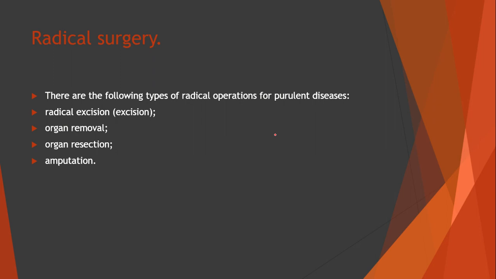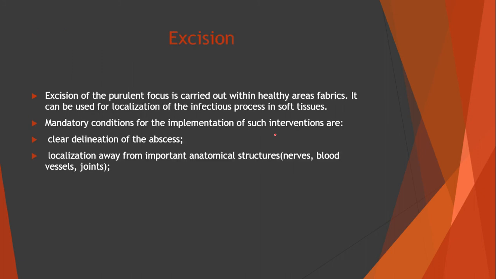Radical surgery. There are the following types of radical operations for purulent diseases: radical excision, organ removal, organ resection, and amputation. Excision of the purulent focus is carried out within healthy tissues. It can be used for localization of the infection process in soft tissues. Mandatory conditions for such interventions are clear delineation of the abscess and localization away from important anatomical structures, nerves, blood vessels, and joints, for example.